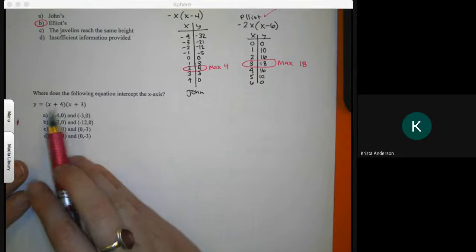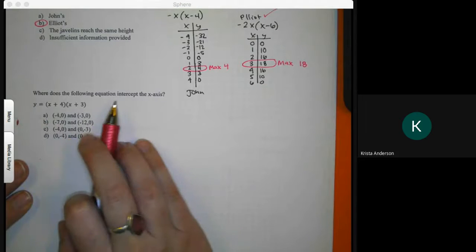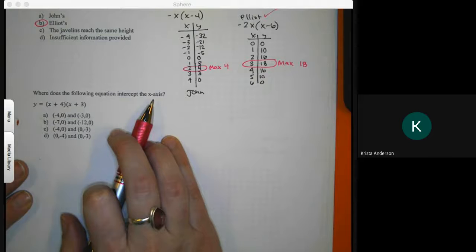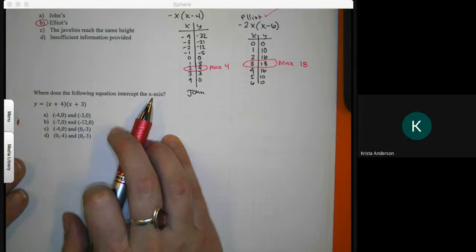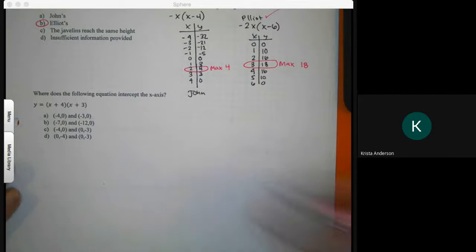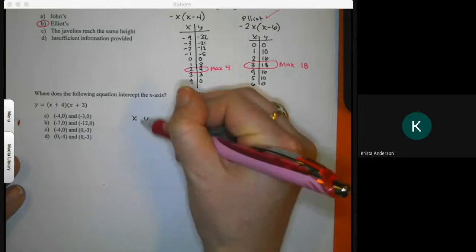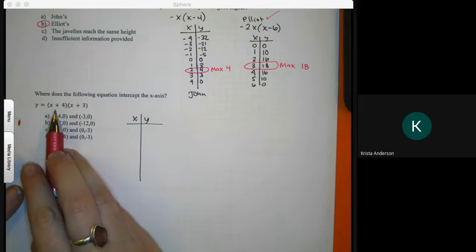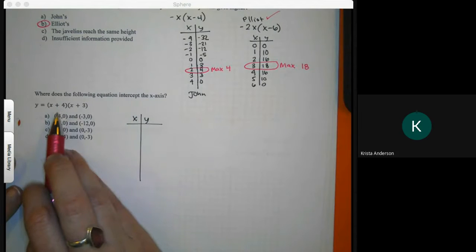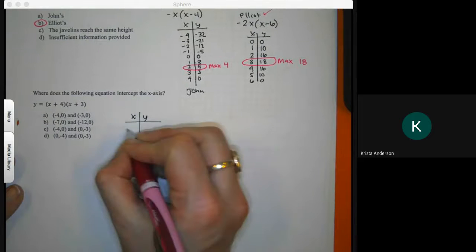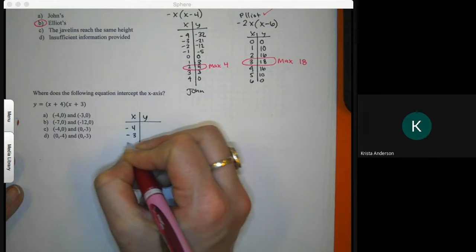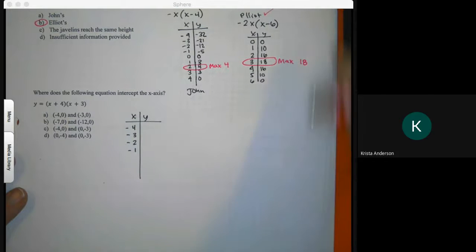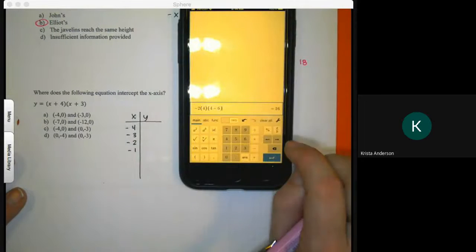Last ACT question, where does the following equation intercept the x-axis? I'm going to build a table again. What would make a +4 a negative? Or go away to 0? -4, -3, -2. We'll plug in.